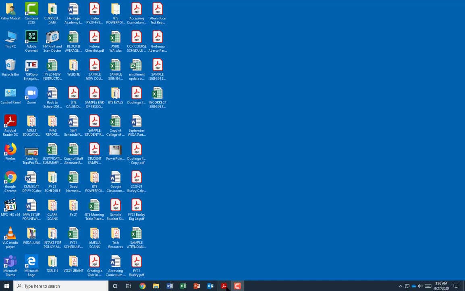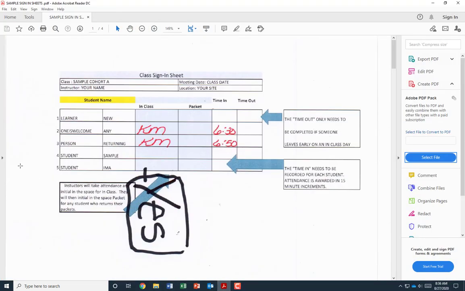Thank you. So let's look at our samples here. This is the correct way to do a sign-in sheet. If you are in an outreach site, you will need to print a sign-in sheet for each evening you hold class. And if you are in a Twin Falls site, I am able to print those for you, and they will be located in your mailbox.